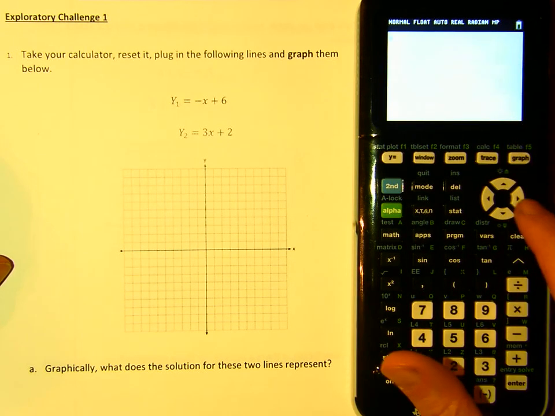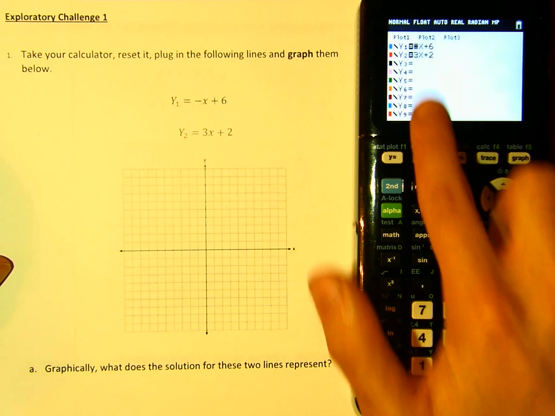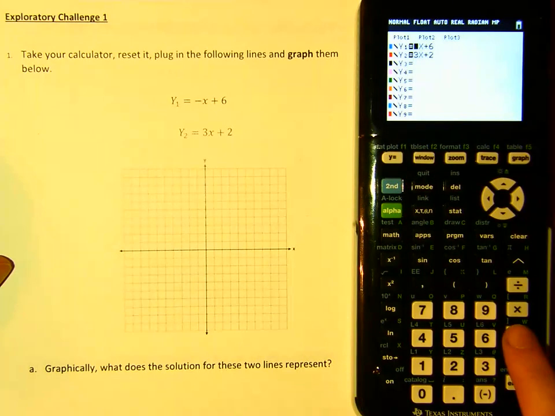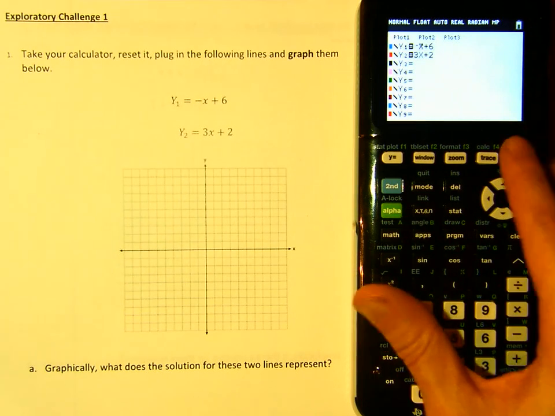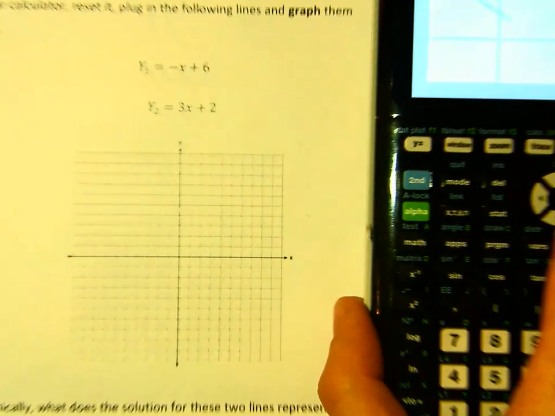And why do I have an error? Oh my god, rookie mistake. I put a minus sign. It should be a negative sign. So that should be a negative x plus 6. And let's hit graph. Okay.